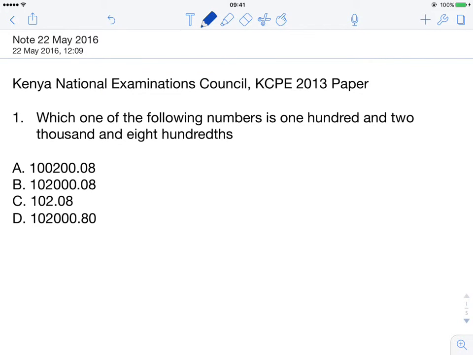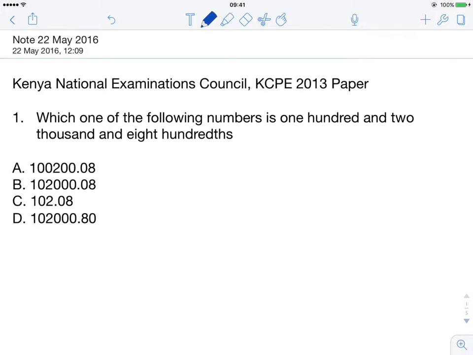The 2013 maths paper contained 3 questions which had to do with either decimal rounding or place values. I have selected the 3 questions. They were questions 1, 3, and 8, and I will go through them in turn now. Question 1, the first question in the paper, I'll read it now: Which one of the following numbers is 100 and 2,008 hundredths?